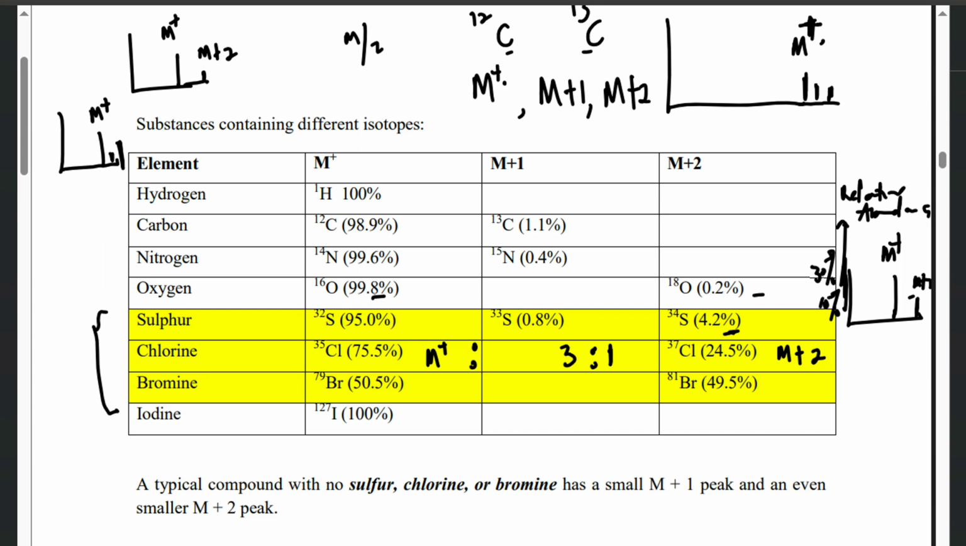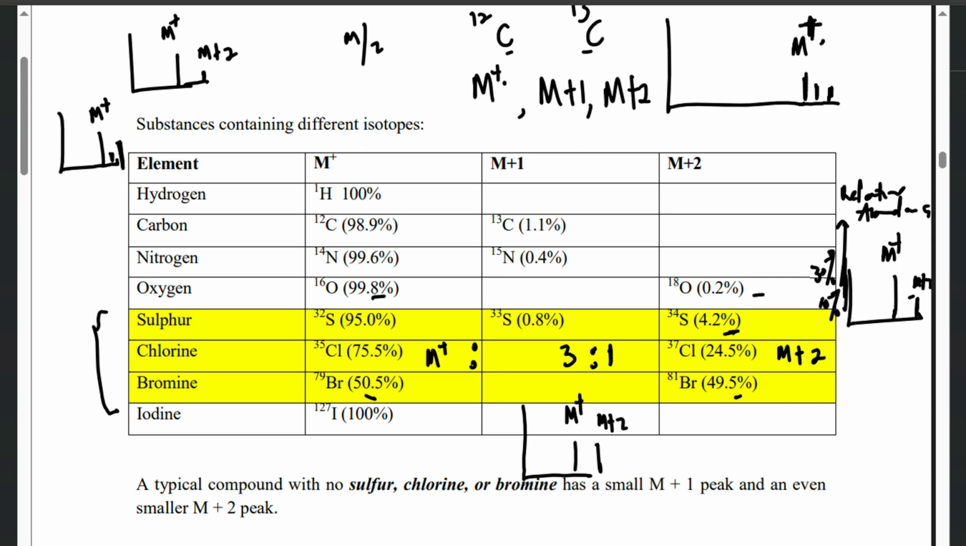So also bromine is almost like 50-50. Let's say you have a peak like this and you have the M plus, and you also have the M plus 2 almost the same as the M plus. So this is like bromine rather. So a typical compound with no sulfur, chlorine or bromine has a small M plus 1 peak and an even smaller M plus 2 peak.